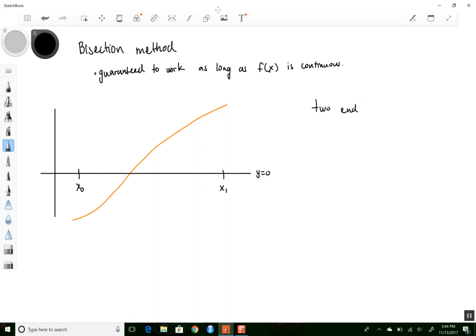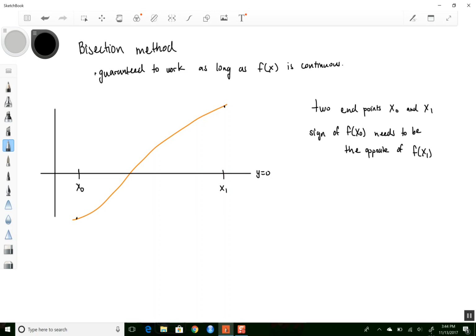Okay, two endpoints, x0 and x1, and the sign of f of x0 needs to be the opposite of f of x1. Okay, that's it. So you start off here and here.